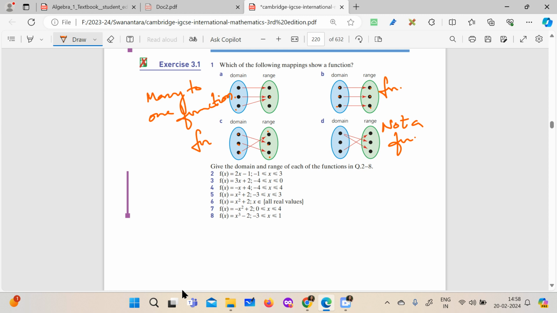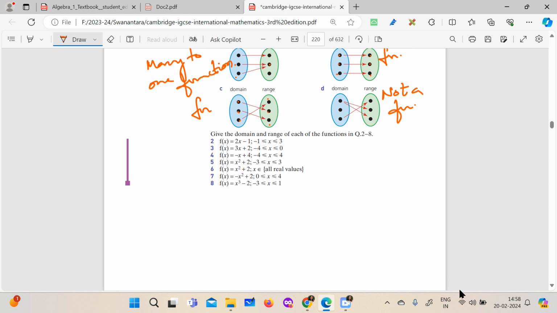So now let me explain it with a graph. What is the actual meaning of domain and range? Suppose you have a graph like this, and this is our graph.